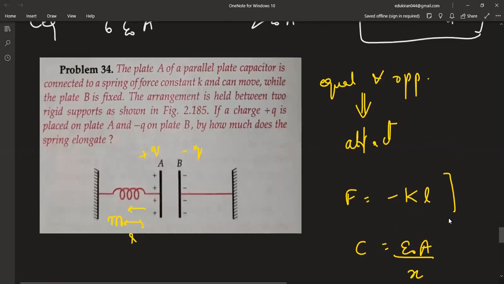So X is the distance between two capacitors. Yes, X is this distance between plate A and plate B. Okay.